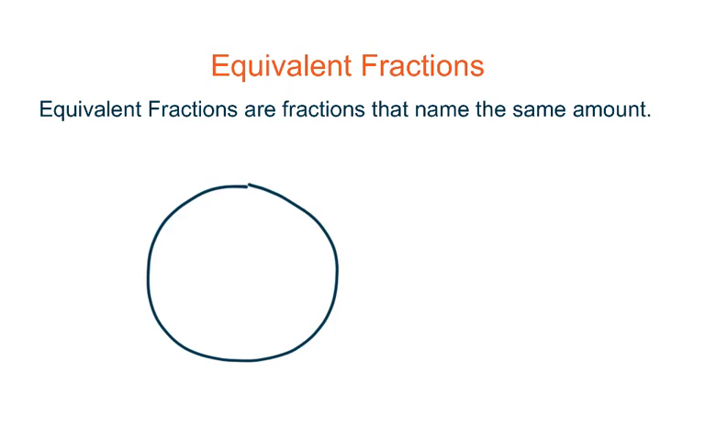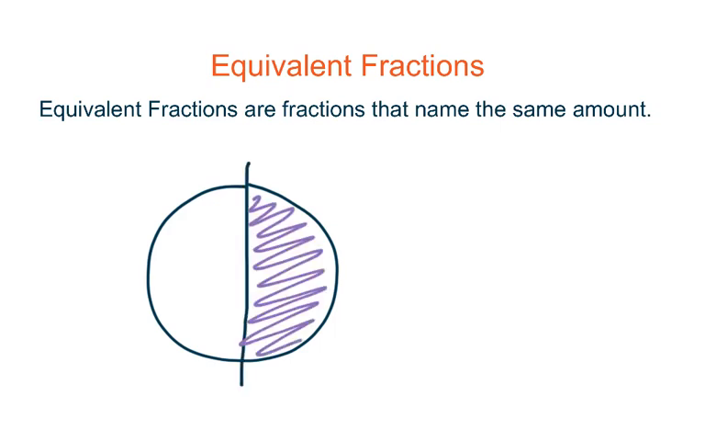If 2 numbers are equivalent, or 2 statements are equivalent, then they're equal to each other. They represent the same amount. So in this case, we're talking about fractions, and we want our fractions to represent the same amount. Here I have a circle, and I'm going to split this circle in half. And now I'm going to fill in half of my circle. So what I have right here represents 1/2.